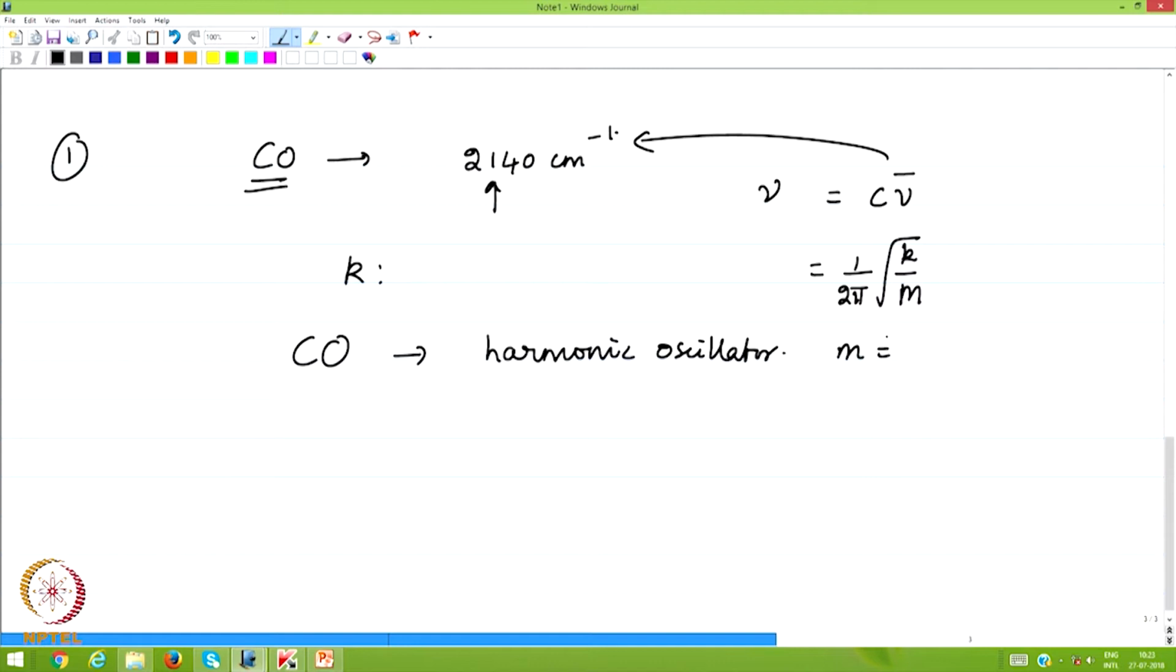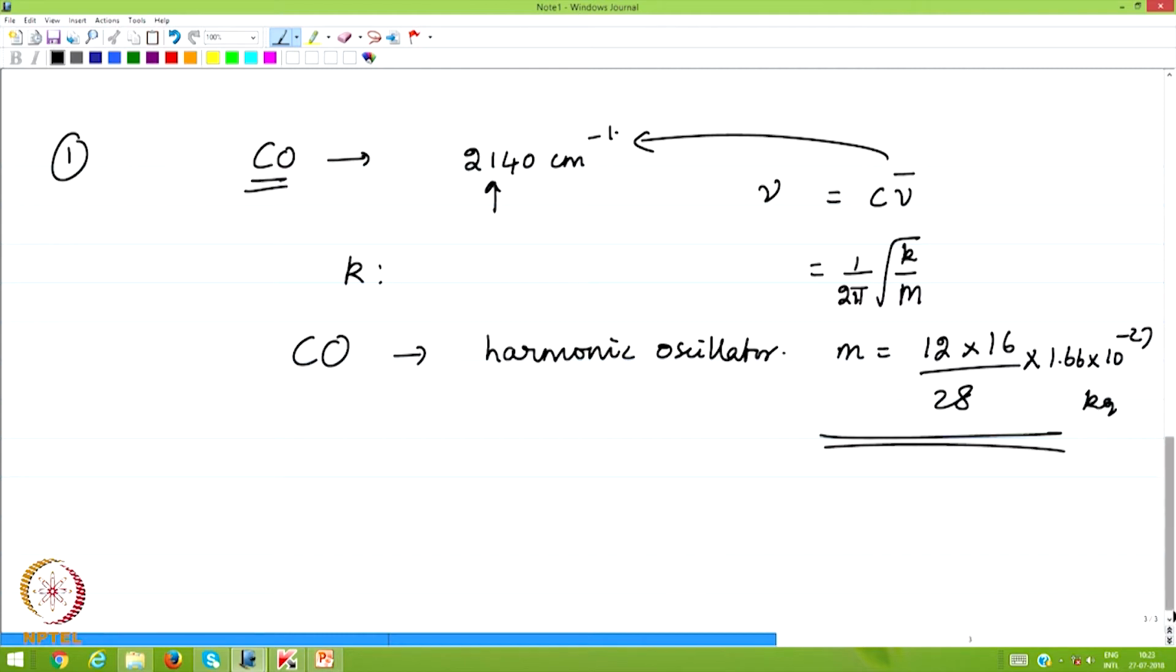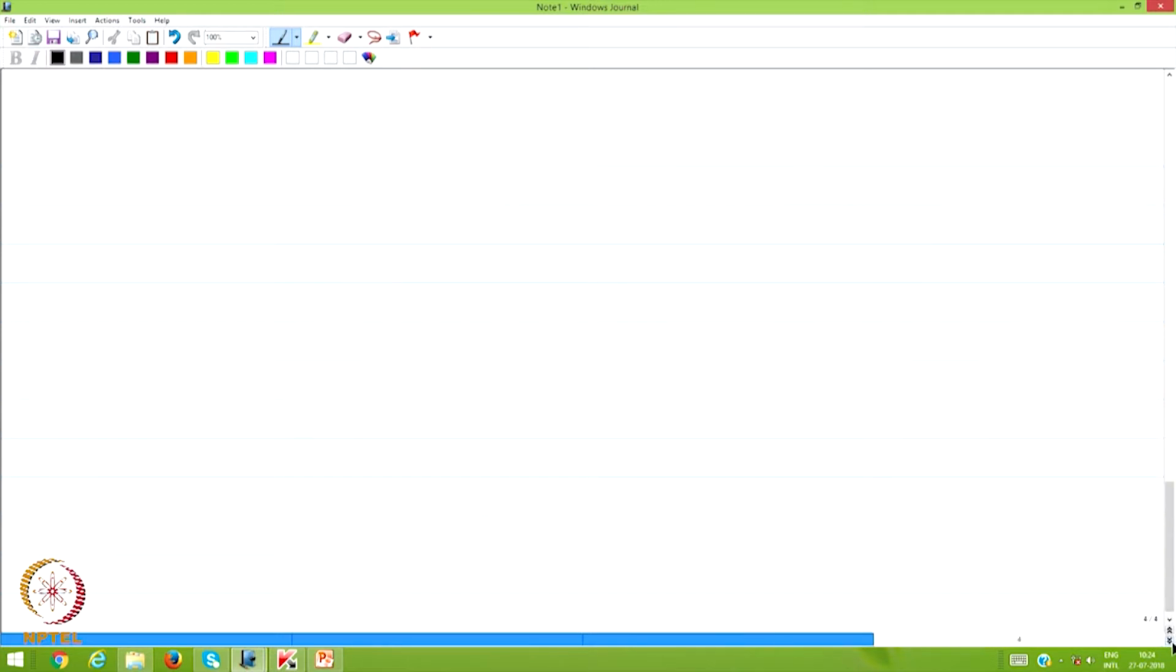The atomic mass of carbon is 12 atomic mass units, oxygen is 16, and the total is 28, and of course you have the conversion 1.66 times 10 raised to minus 27 kilograms. This is the mass that we have to make use of. The other thing to remember is that nu bar is given in centimeter inverse, but SI units for joules and others will involve meter inverse. So, this problem is also about using the units carefully.